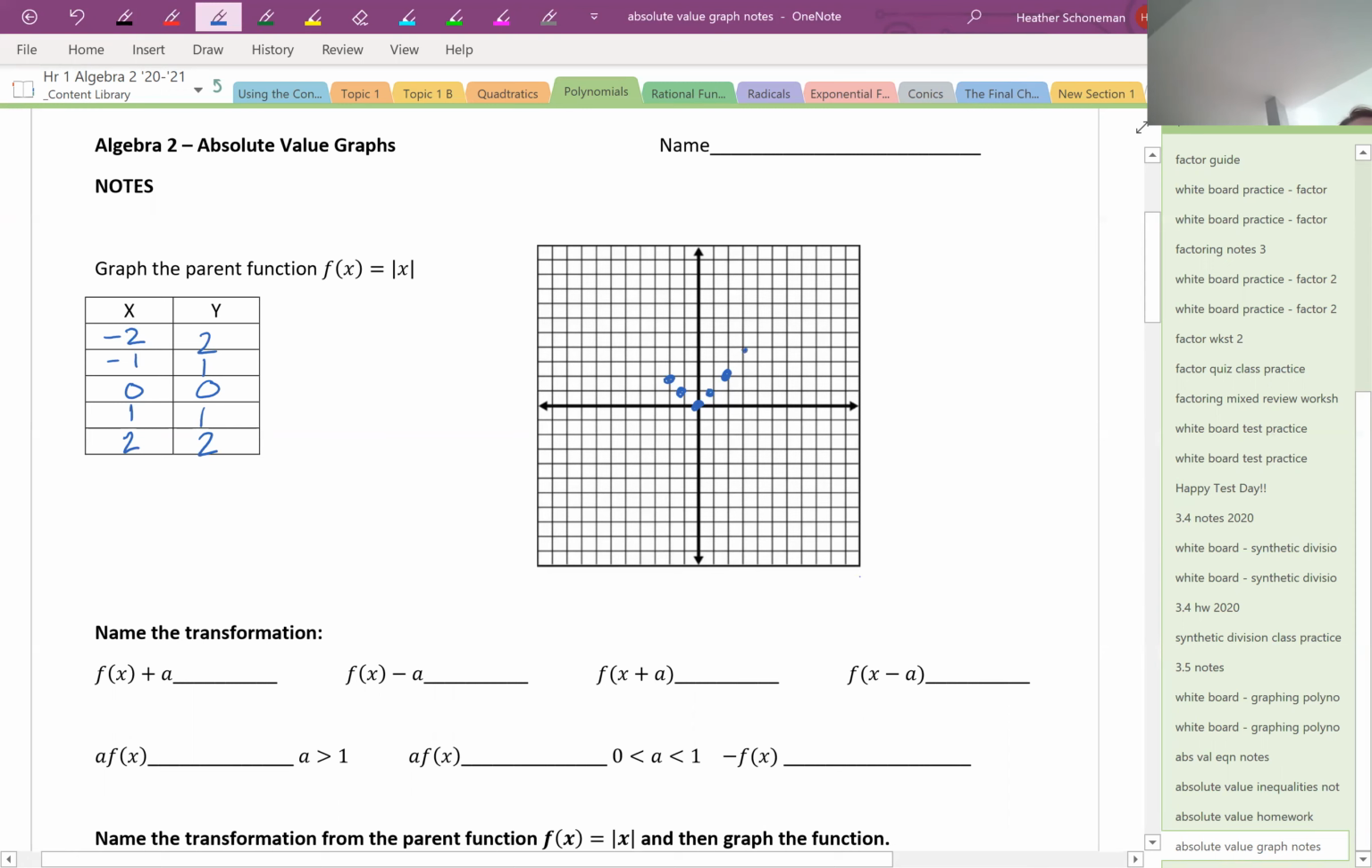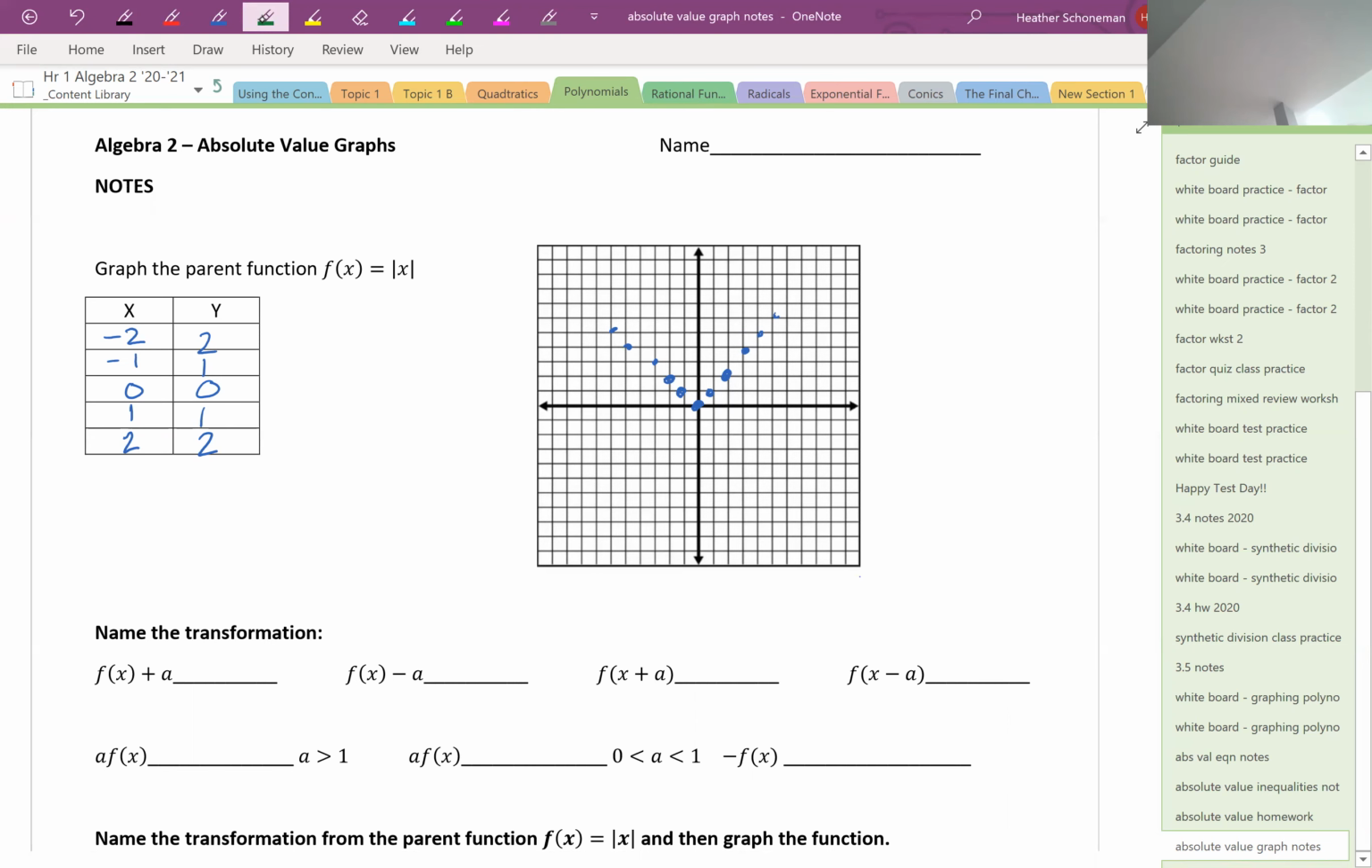This is just a pattern, right? It's just going to go up and it's going to make a perfect V. And you can just make these points. We don't really need to know all of them. They're all going to make this pattern. Okay, so this is the parent function for an absolute value.